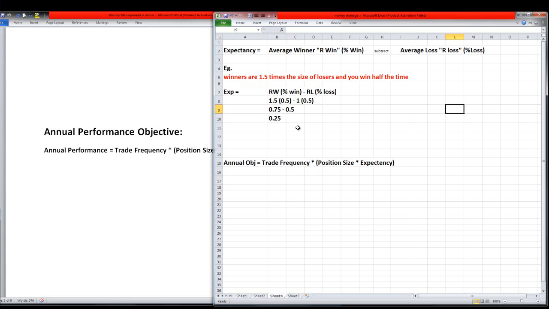But hopefully you can start to see there now. We've worked out what our R multiple is based on our winning trades. We worked it based on our losing trades. We subtract the losers from the winners. We worked out that this is our expectancy. We're making 0.25 of what we risk. Okay, so now we can use that and plug that into the expectancy model, into the annual objective model.